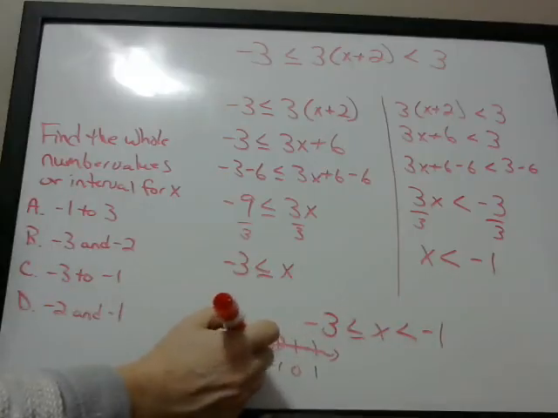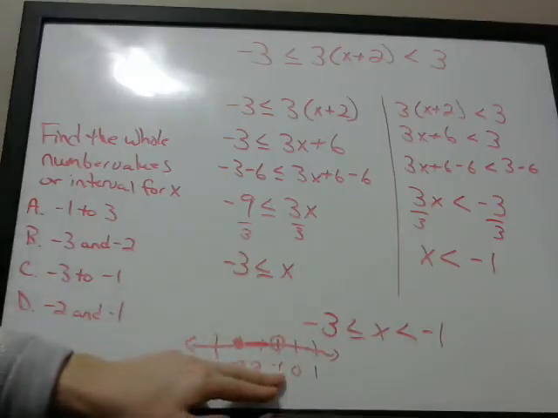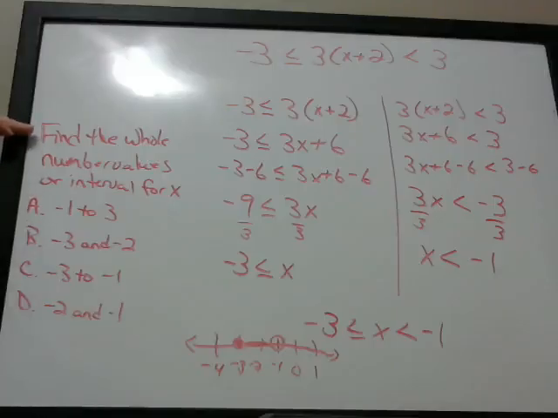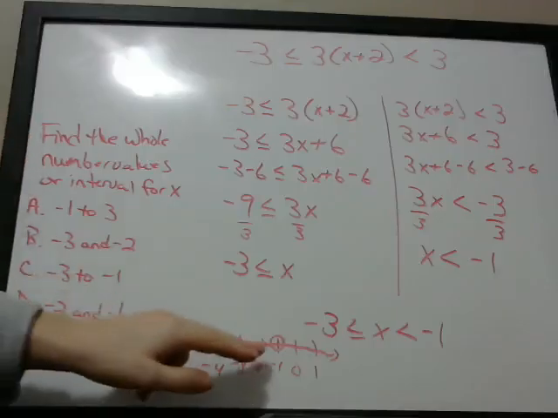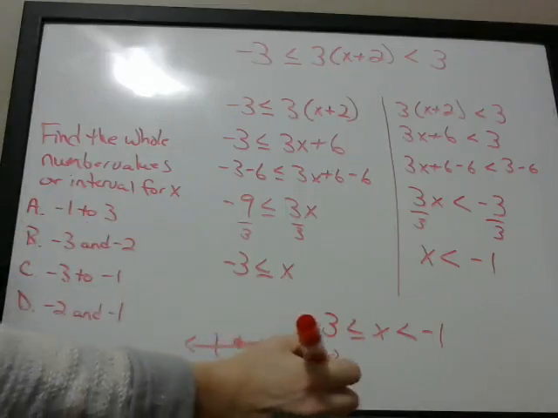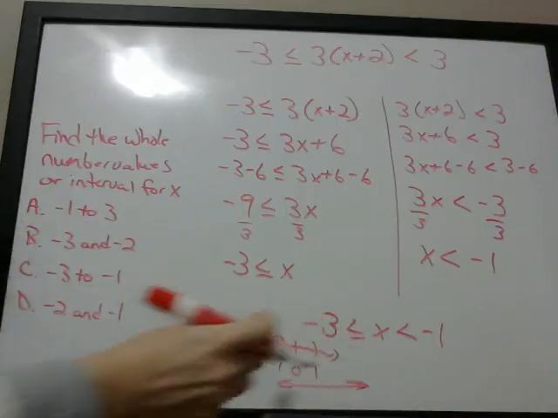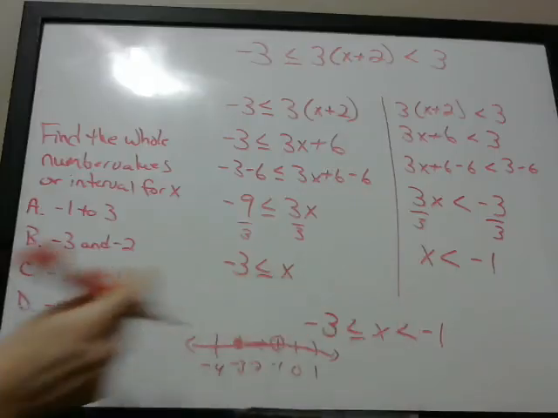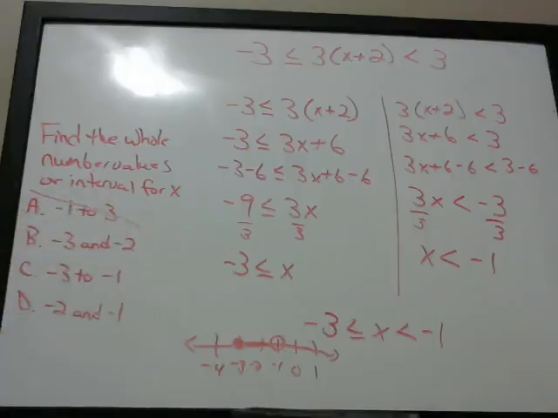So x can equal any of these numbers less than negative 1, and equal to or greater than negative 3. So we go back here. Remember, it says find the whole numbers, so not the fractional or decimal numbers. Find the whole numbers or the interval for x. So this is our answer. So A, negative 1 to 3. Well, that would be out here, right? It's not negative 1 to 3. It's negative 3 to negative 1. So that's not a right answer.